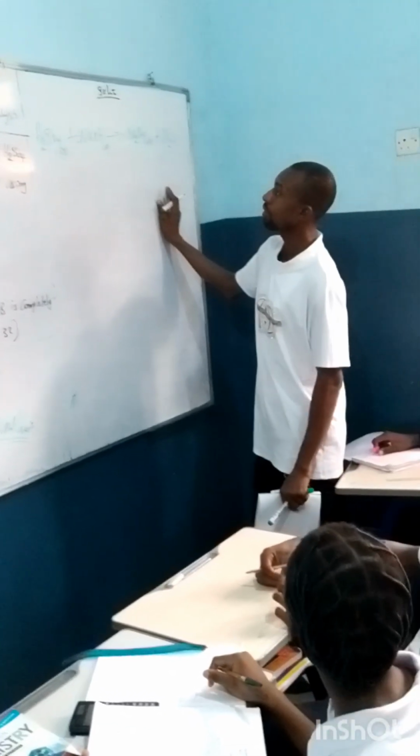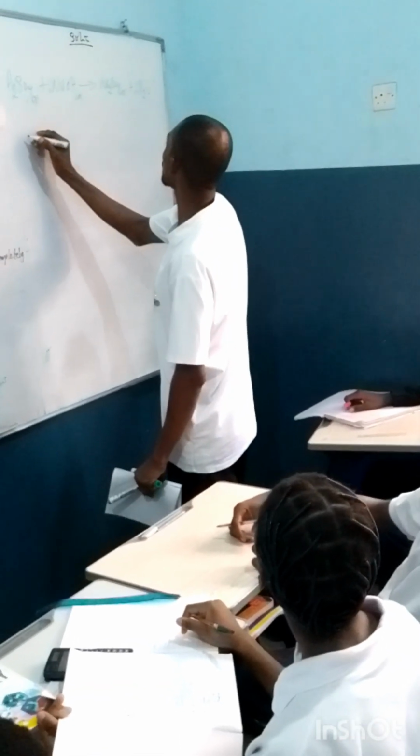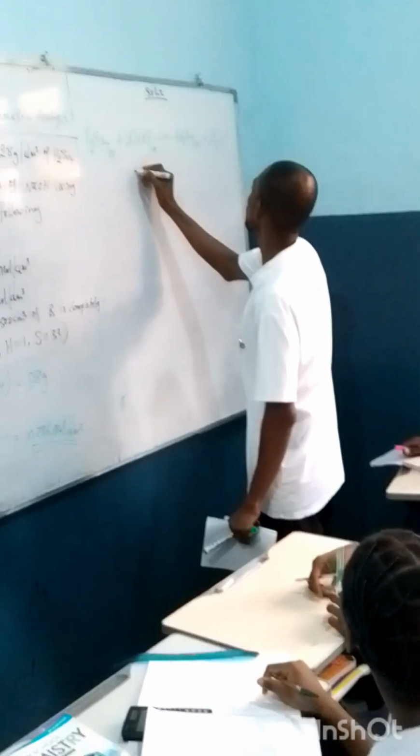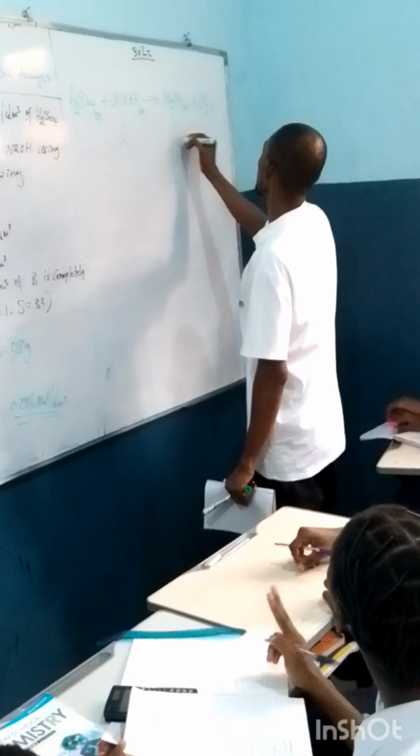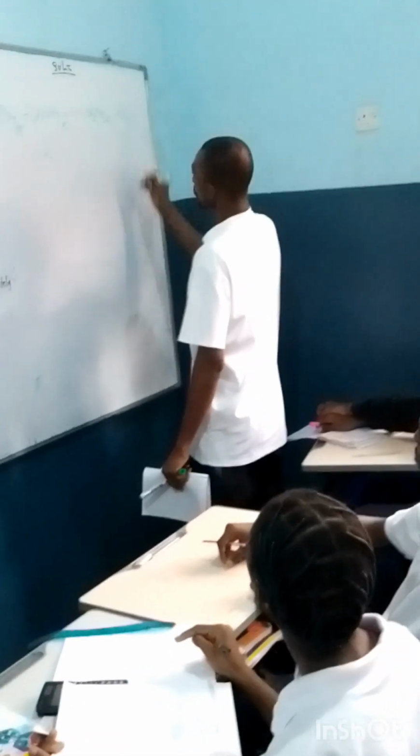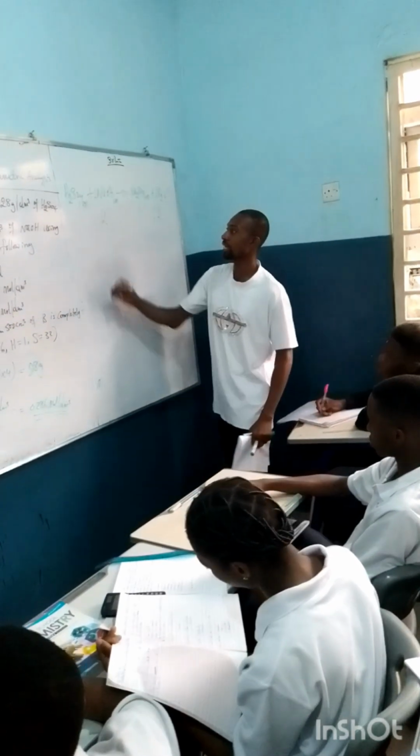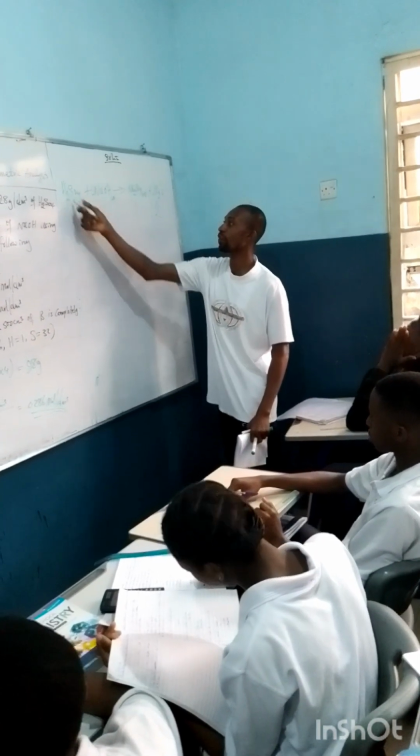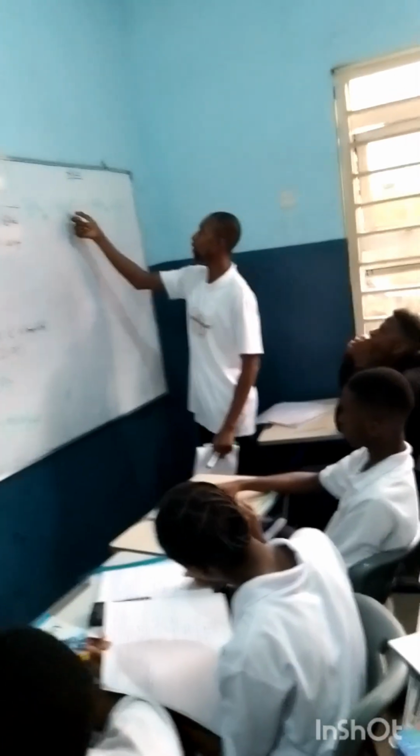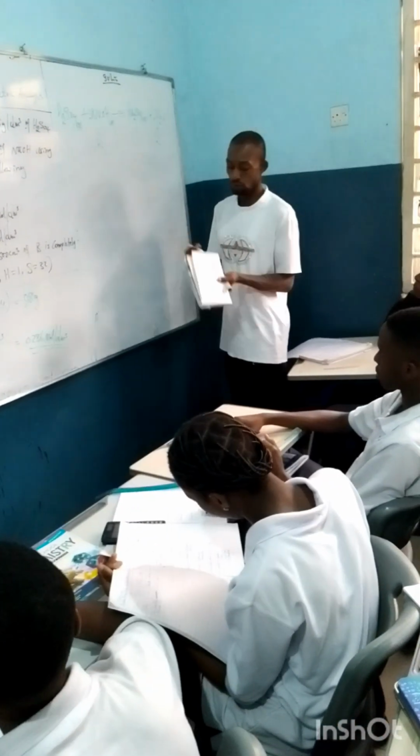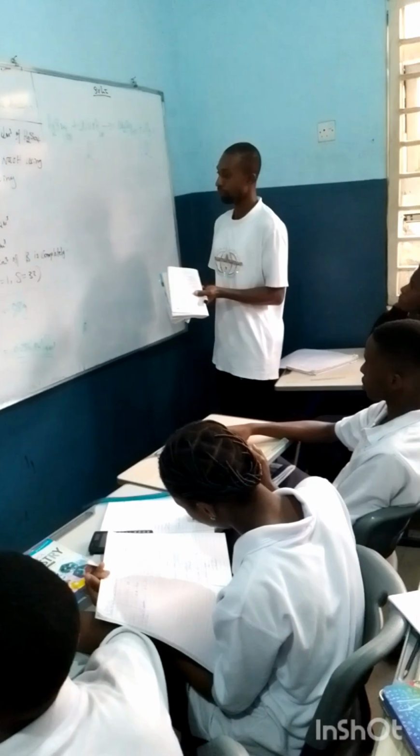Alright, so the ratio of reaction is 1 is to 2. That's the ratio of reaction, which means that if the volume of acid is 1, then the volume of base will be 2 for complete neutralization to take place.